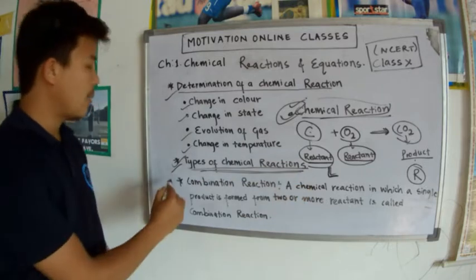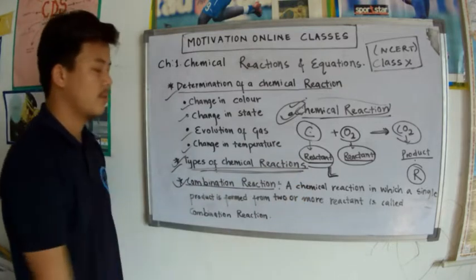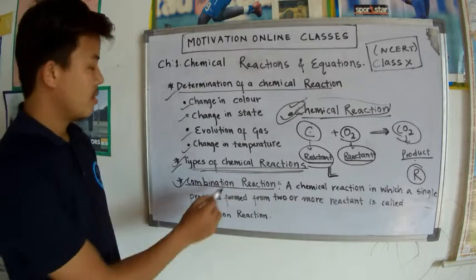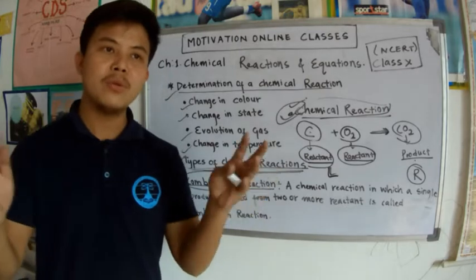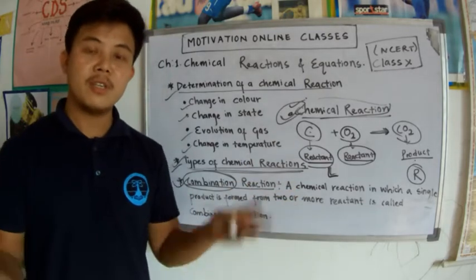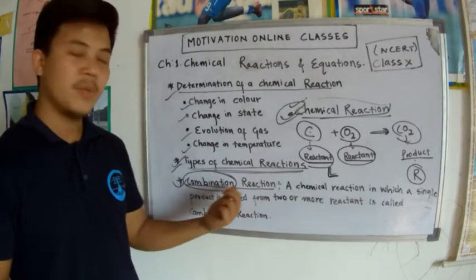So the first type of the chemical reactions is the combination reactions. So what are combination reactions? As the word says, combination. You know that combination means combining two or three or more substances into one product. So that is known as combination reactions.